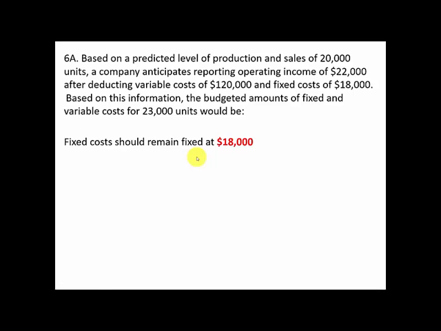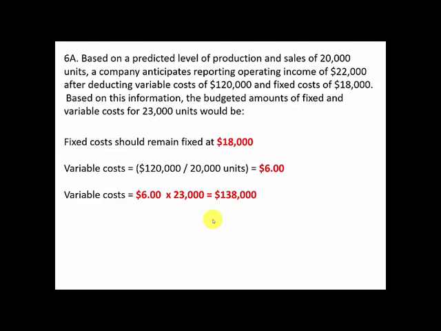So fixed costs should remain the same. That's no different. That'd be still the 18,000. And variable costs, first of all, we've got to figure out what the variable cost per unit was at the old level. So if our total variable costs were $120,000 at the old level, based on 20,000 units, then our variable cost per unit is $6. It doesn't really matter what that level is, but it's $6 per unit. And so variable costs of $6 per unit times the new level of volume of 23,000 means that our total variable cost at the new level will be $138,000.